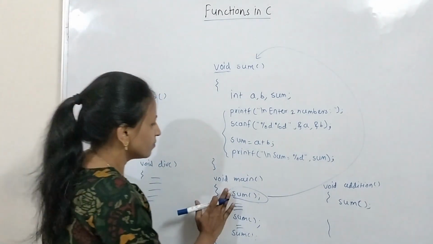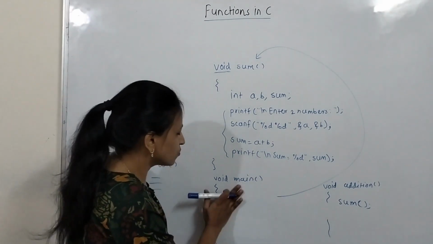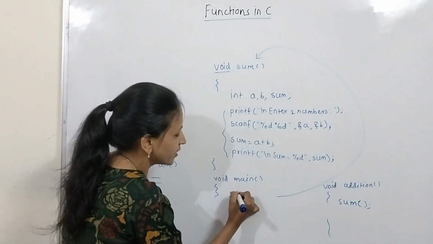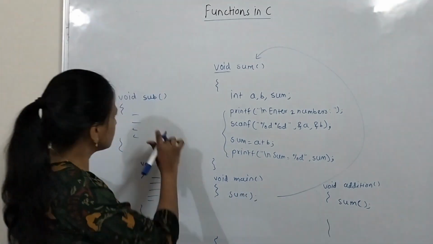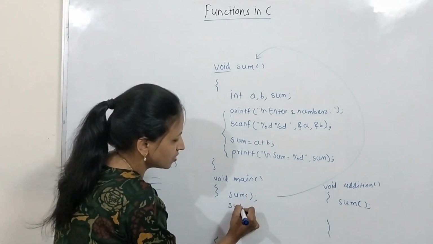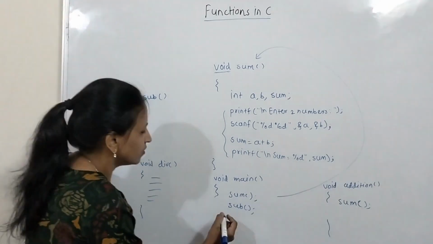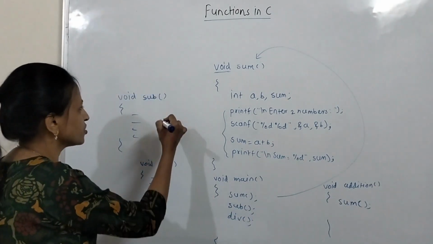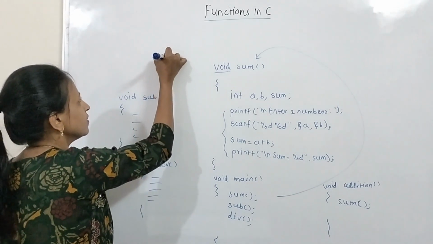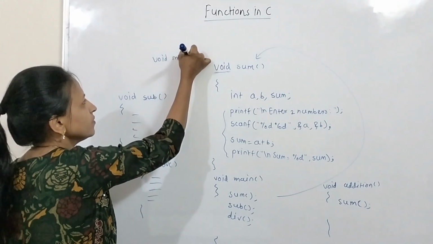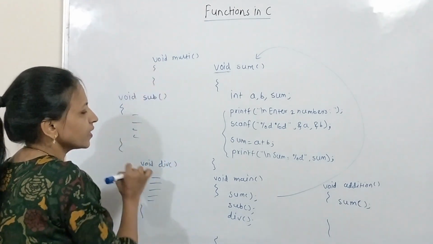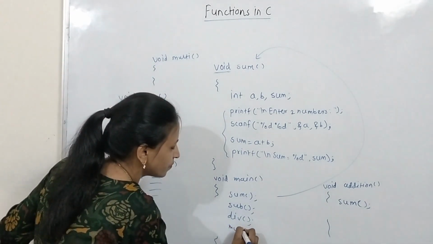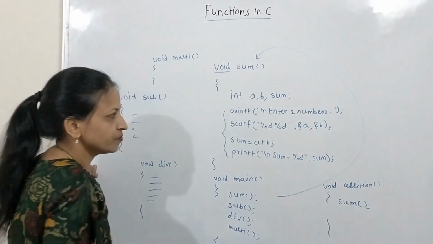main. How? I will first call that sum function for addition, then the next one is the sub function for subtraction, then I will write here div for division. For multiplication also we can write one function, like void multi. Again I will call that multi. In this way we can do it.